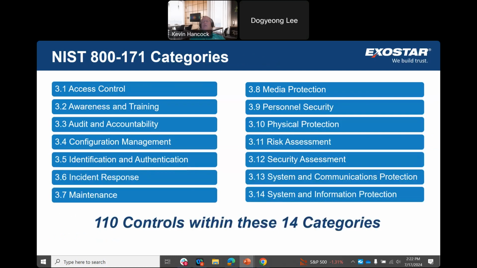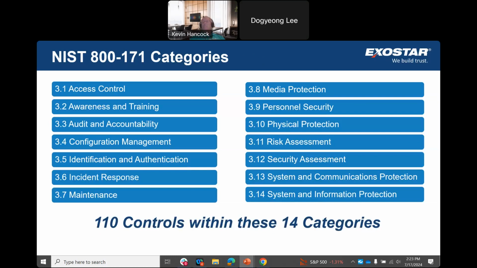There are 110 controls within NIST 800-171. They're broken up into 14 control families. They're not evenly split, right? There's 12 in some, 9 in the other, etc. But overall, 110 controls within these 14 categories of things.